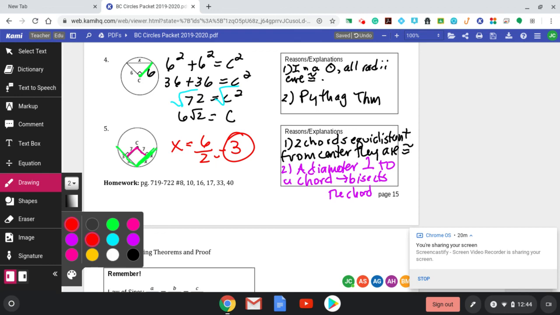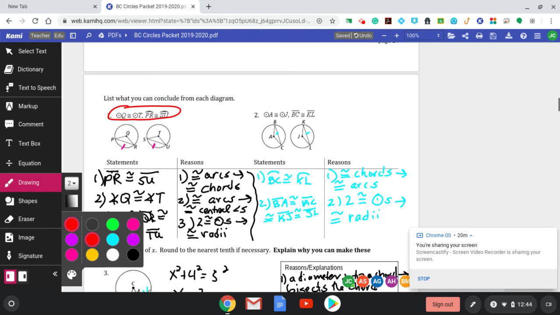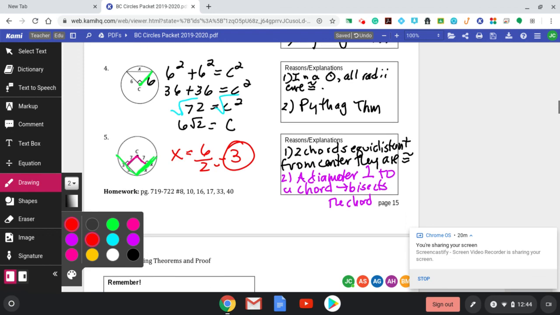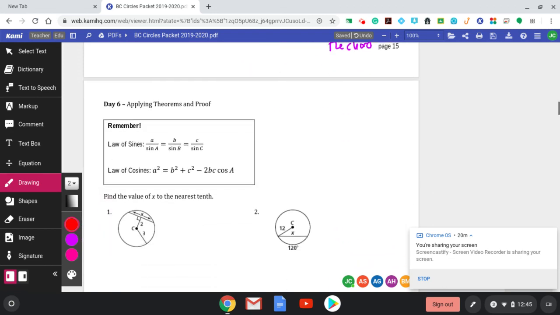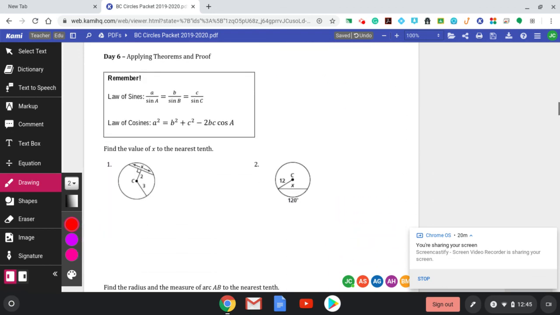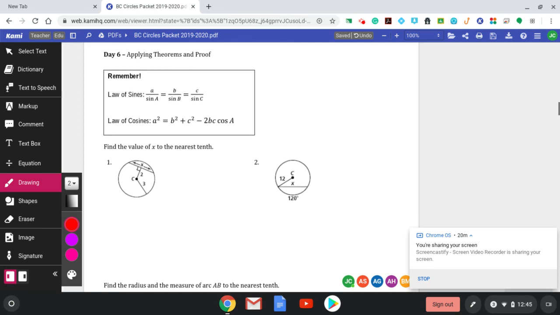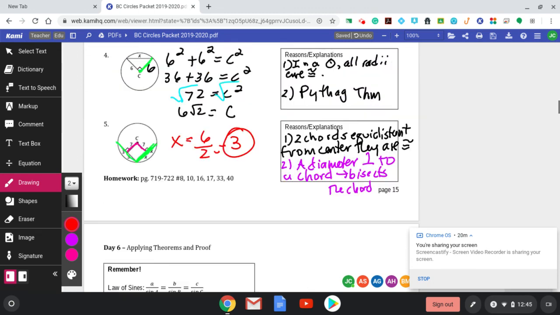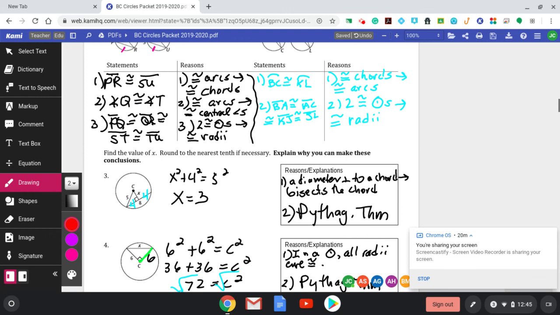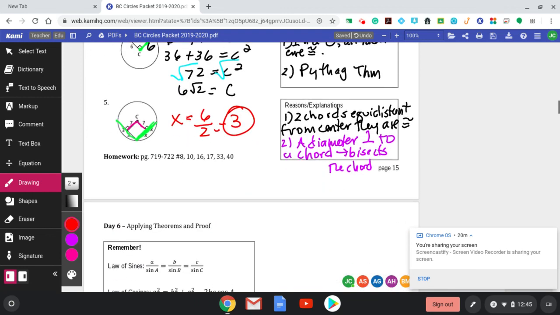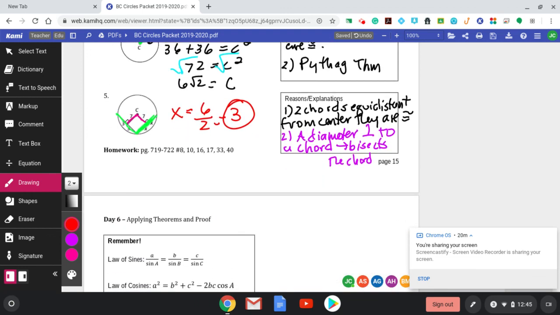So a couple of new theorems here we got to work with, and you'll work with them in your homework. And tomorrow for day 6, we're going to apply these, and then we're going to do them in a proof. These aren't going anywhere. We're going to have at least another day to work with them. So see what you can do with pages 719 to 722, and I'll see you at the Google Meet to answer questions. Thanks, everybody.